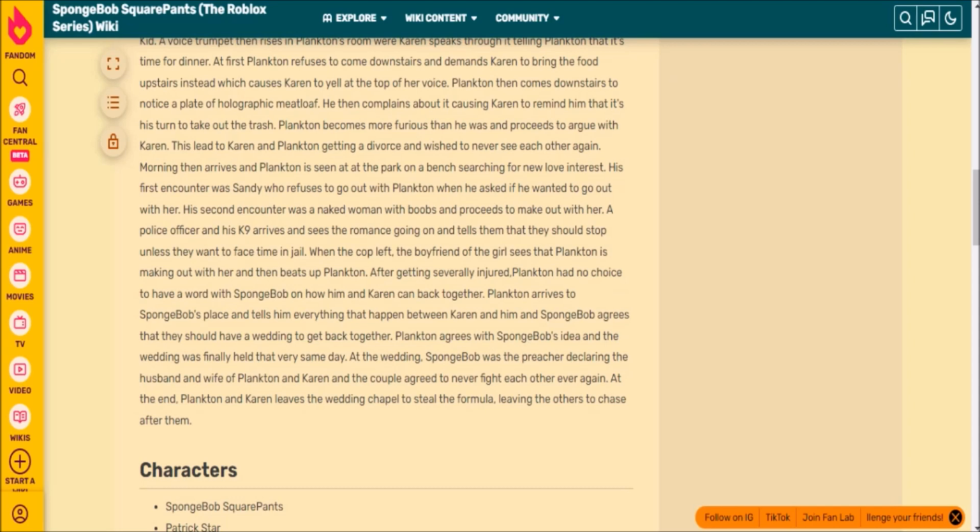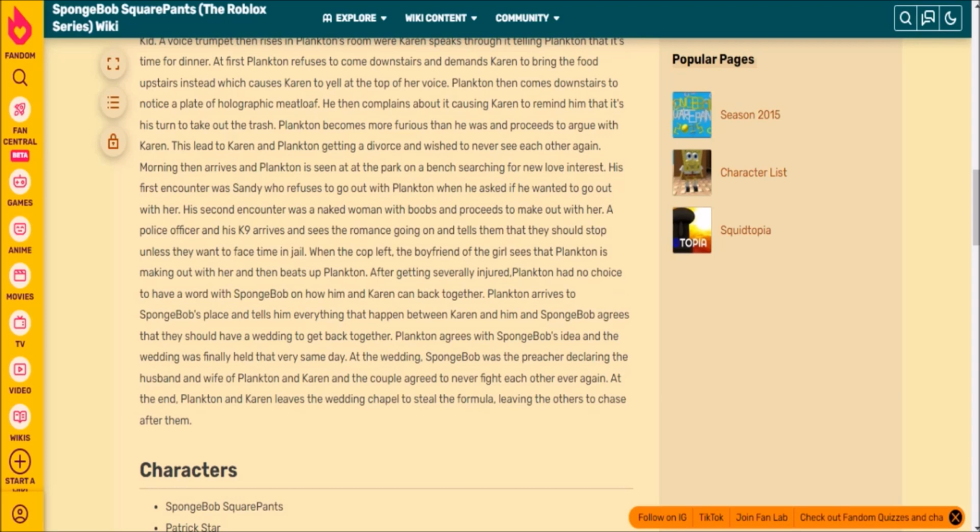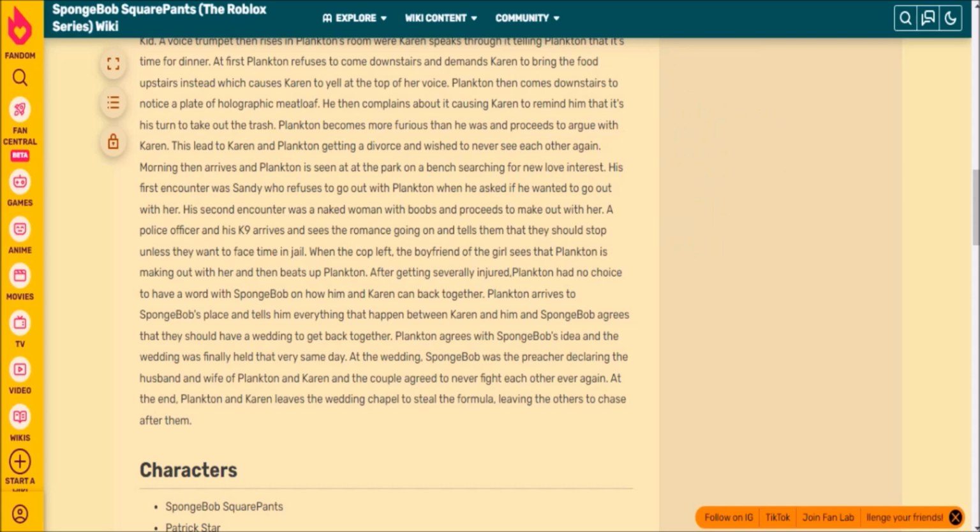Plankton arrives to SpongeBob's place and tells him everything that had happened between Karen and him, and SpongeBob agrees that they should have a wedding to get back together. Plankton agrees with SpongeBob's idea, and the wedding was finally held that very same day. At the wedding, SpongeBob was the preacher, declaring the husband and wife of Plankton and Karen, and the couple agreed to never fight each other again. At the end, Plankton and Karen leaves the wedding chapel to steal the formula, leaving the others to chase after them.